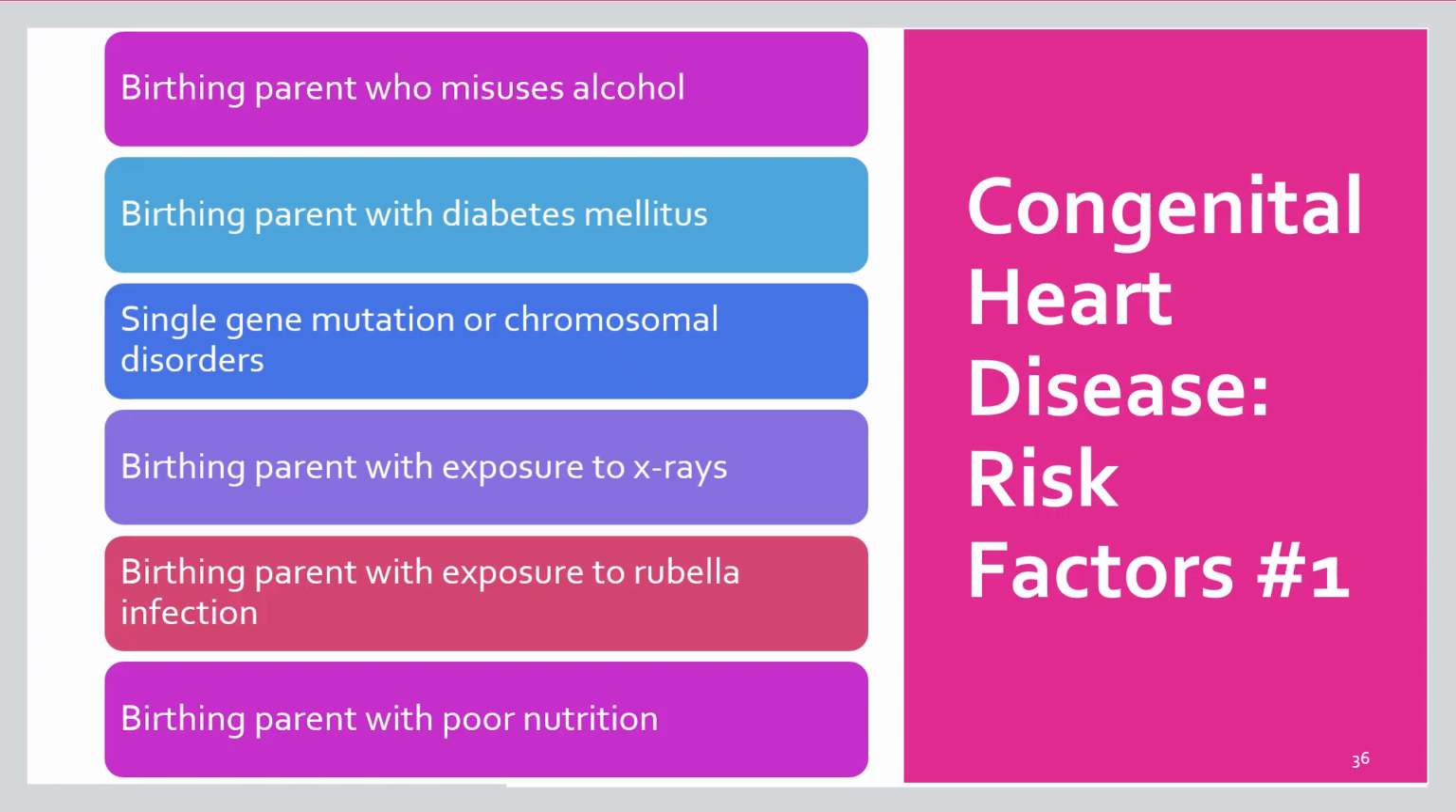So what are the congenital heart disease risk factors? Birthing parent who misuses alcohol, birthing parent with diabetes mellitus, single gene mutation or chromosomal disorders, birthing parent with exposure to X-rays, birthing parent with exposure to rubella infection, birthing parent with poor nutrition. They all are risks for congenital heart disease.